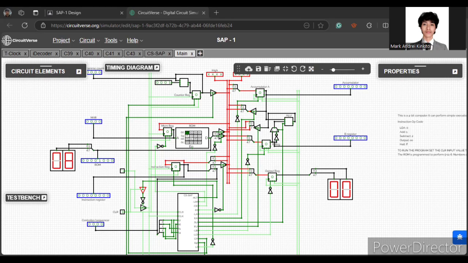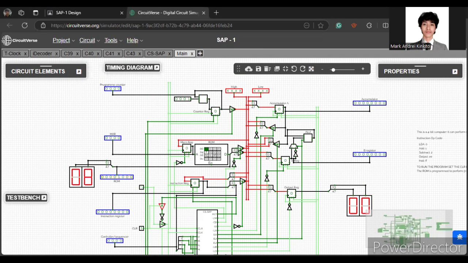The program counter is this one above here. It is responsible for holding the memory address of the next instruction to be executed. So it increments automatically after each clock cycle, ensuring sequential execution of instructions stored in memory. If required, it can be reset to start the program from the beginning.